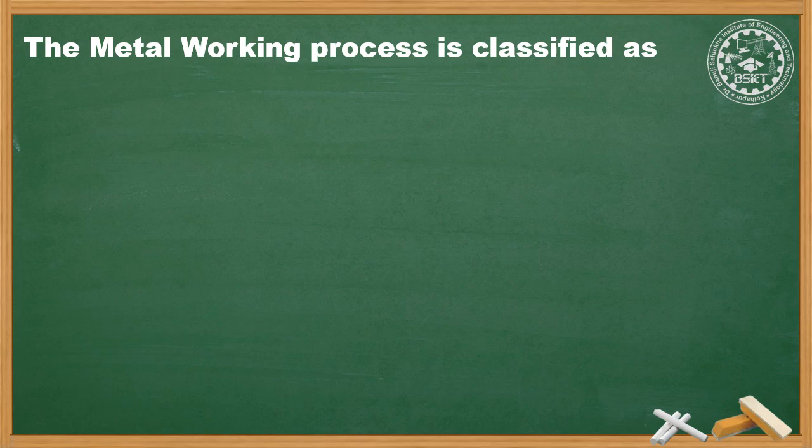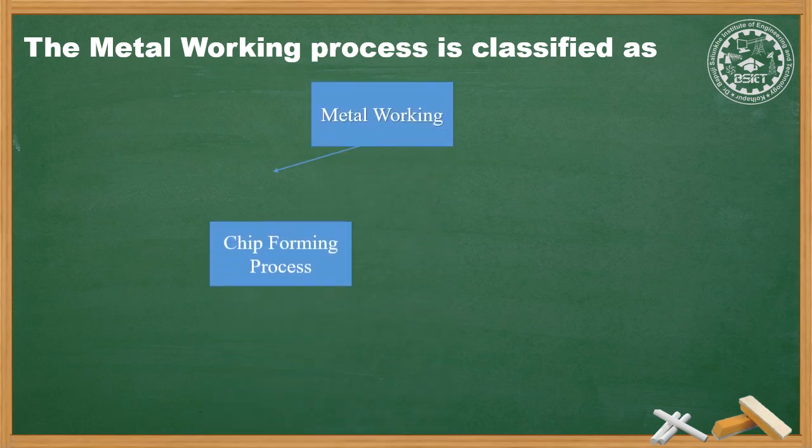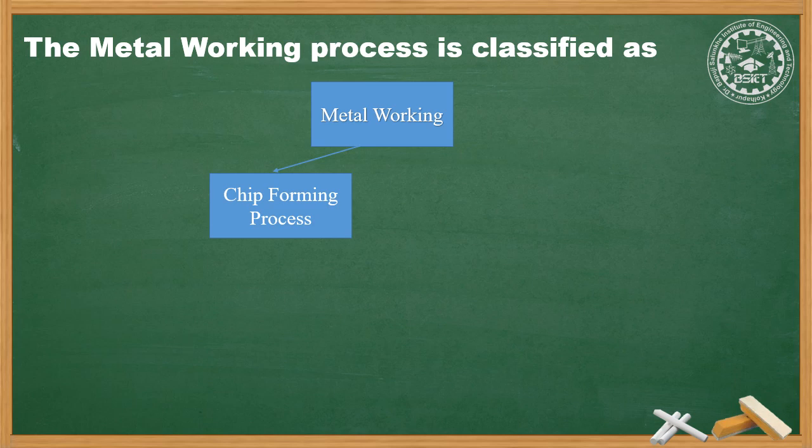There are a number of ways in which metal is worked or processed. As far as our subject is concerned, we divide the metalworking process into two types. Namely, the first type is the chip forming process, the conventional process in which material is formed into shape with the help of a cutting tool, and the extra material is removed in the form of chips.